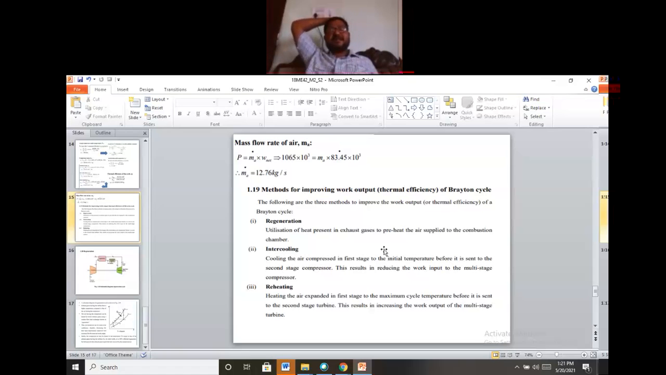All three methods, regeneration, reheating and intercooling, are methods of improving the thermal efficiency. In that, regeneration is nothing but a waste heat recovery system. Waste heat which is going to the atmosphere is trapped and used for increasing the efficiency.